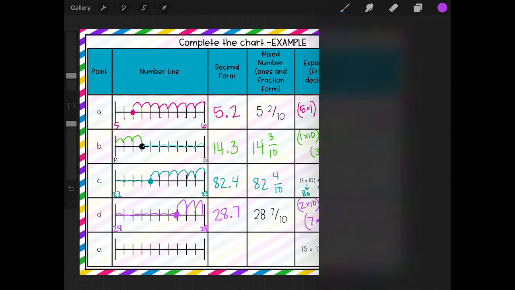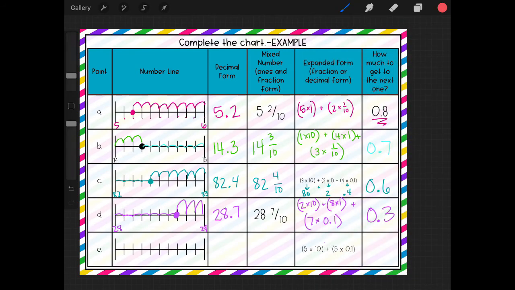All right, friends, we are on our last one. This one just says 5 times 10 plus 5 times 1/10. Well, I know that 5 times 10 is 50. Plus 5 times 1/10, that would be 0.5. So if I add those together, I'm going to end up with 50 and 5/10. So I'm going to write that as my mixed number.